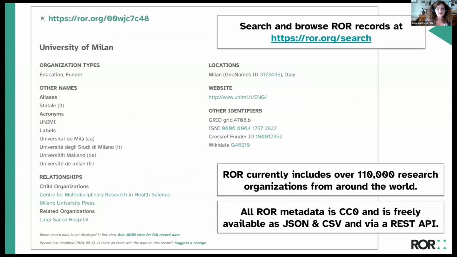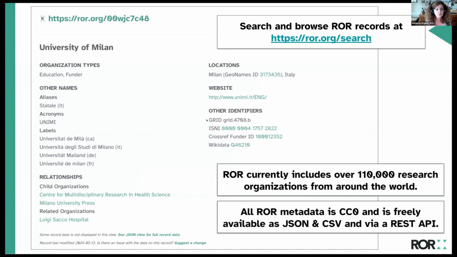So here's a sort of a visual representation of what a ROR record is. This is ROR as it looks on the web. We have a very nice, easy to search ROR interface on the web, and I encourage all of you to go to ror.org/search and look up your own organization's ROR ID, as someone mentioned they did earlier in the chat.